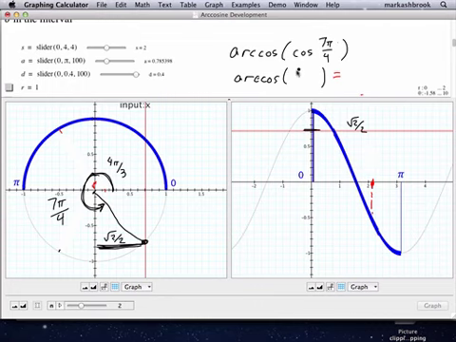What's the arccosine of radical 2 over 2? Now we have this horizontal distance. What angle between 0 and pi gives us that horizontal distance? That's what we're asking. Pi over 4. Right here, pi over 4. Or right here, pi over 4 right there.